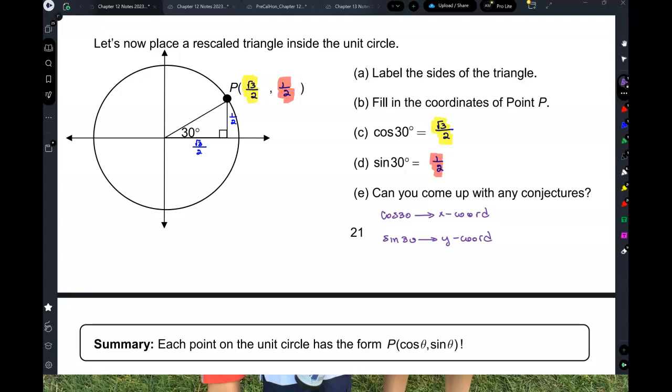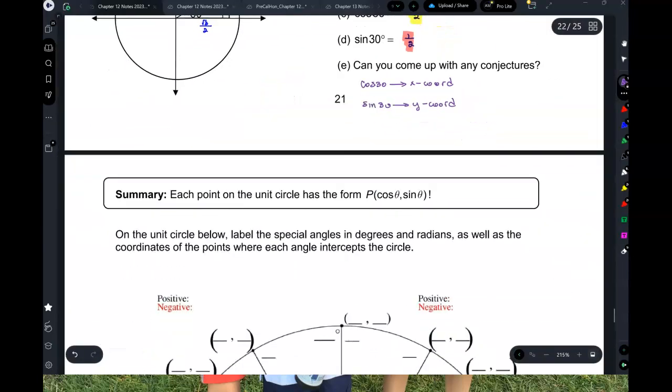So when you have your rescaled triangles for the 30 and the 60s, the sides are always going to be either a half or root 3 over 2. So all you have to do is draw the angle and then say, to get to this point, where do I need to go? And the x-axis that you travel on is the cosine. The y-axis that you travel on is the sine. All right, so that's what we're going to do now.